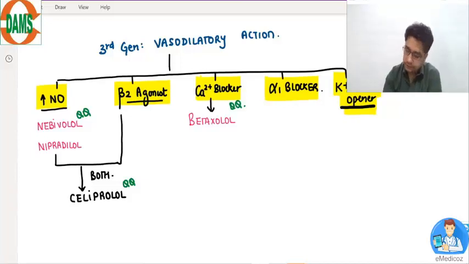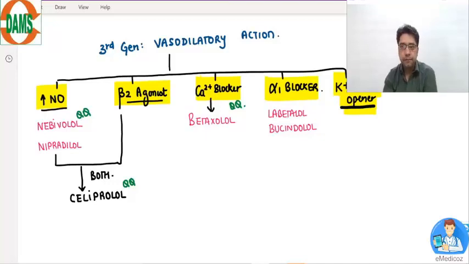Then we will write among alpha blockers, very important drug, labetalol. Bucindolol, and again nipradilol. And don't forget this alpha 1 blocker, that is labetalol, a very commonly asked question. You have to remember labetalol.